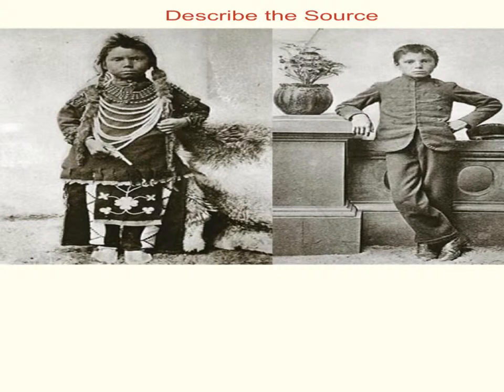The first thing on your organizer is to describe the source. So basically, what type of source is this? It's an image, it's a photograph, which tells us that it is a primary source. Somebody during two different time periods of Thomas's life has taken these two images of a before and after style of picture.